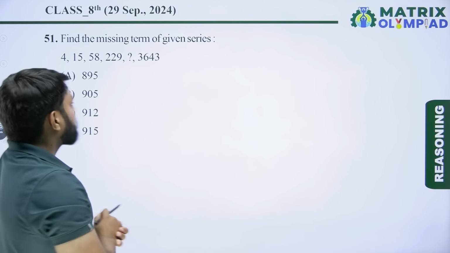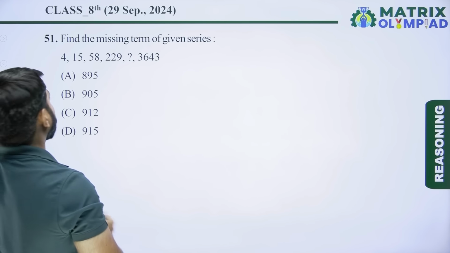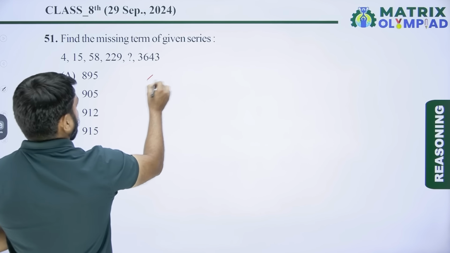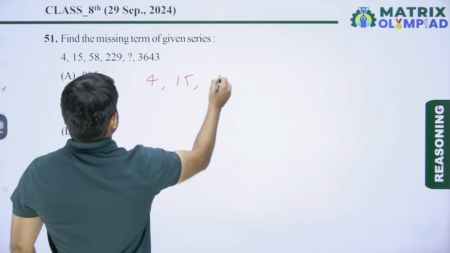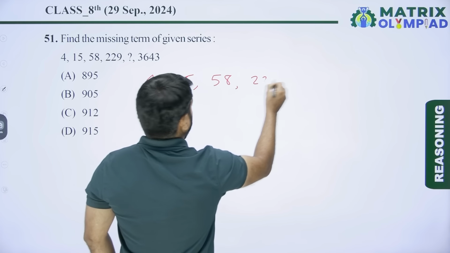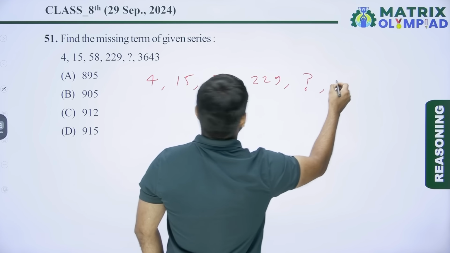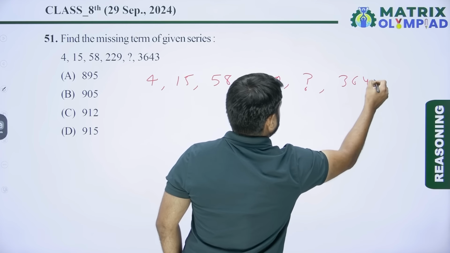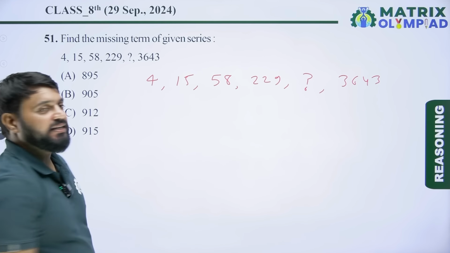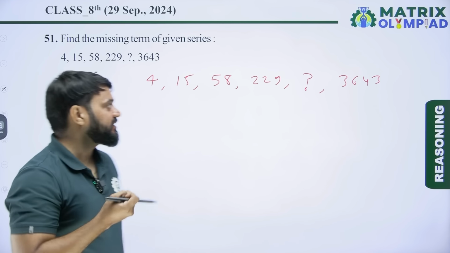So question number 51. Find the missing term of given series. Series is 4, 15, 58, 229, missing. After missing, next is 3, 6, 4, 6, 4, 3. So first find the pattern. What is the pattern used in this series?